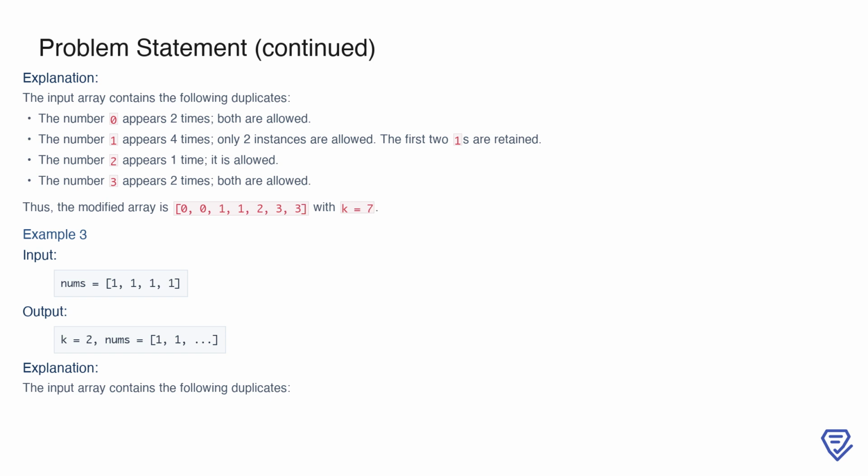If nums equals 0, 0, 1, 1, 1, 1, 2, 3, 3, the output becomes k equals 7 and nums equals 0, 0, 1, 1, 2, 3, 3. Here's why: the number 0 appears twice, so both instances are kept. The number 1 appears 4 times, but only the first 2 are allowed to remain. The number 2 appears once, which is valid, and the number 3 appears twice, so both instances are retained.